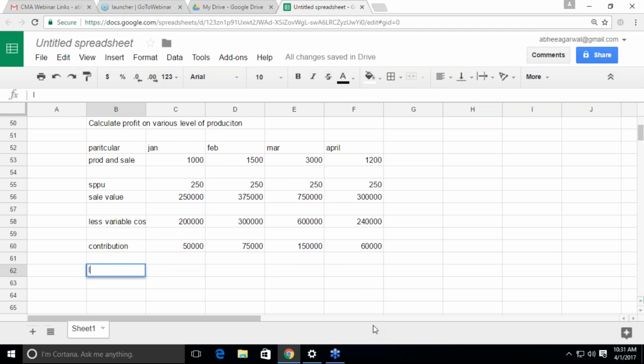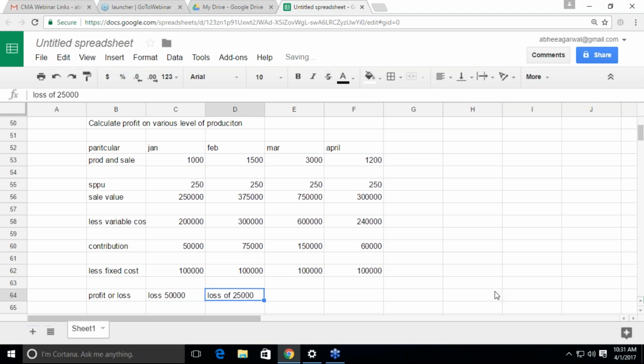So less fixed cost. If I reduce my fixed cost, what will be the profit or loss? First month I have a loss of 50,000. Second month loss of 25,000. Third month profit 50,000. Fourth month loss 40,000.